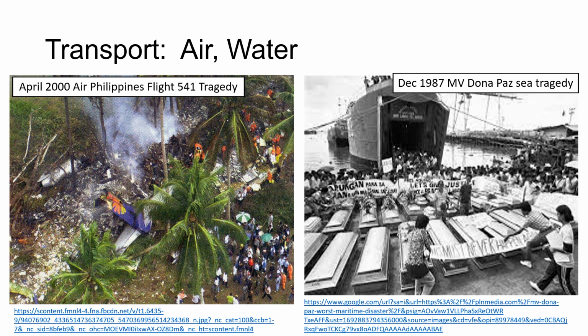According to Time magazine, the MV Doña Paz tragedy was the worst peacetime disaster of the 20th century. On December 20, 1987, MV Doña Paz left from Tacloban City, Leyte for the city of Manila. The passenger vessel collided with a motor tanker between the provinces of Marinduque and Oriental Mindoro, leaving 4,341 dead and only 25 survivors.